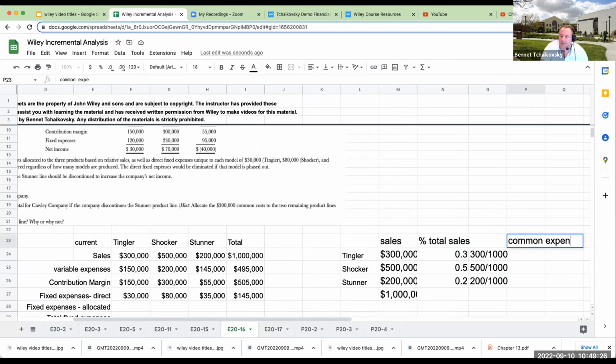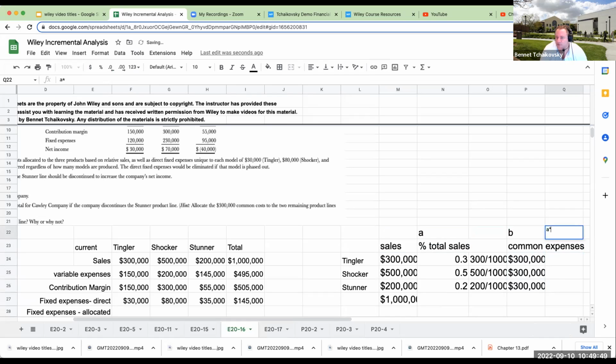My common expenses are 300,000, so this is what I need to allocate. Remember, our fixed expenses are made up of two parts: fixed expenses direct, and fixed expenses allocated. So I'm going to take my percentage of total sales, multiply by the common expenses, and I'm going to get my allocation. Sorry, this is going to be 300,000 times 30%, 90,000, then 150,000, and then 60,000.